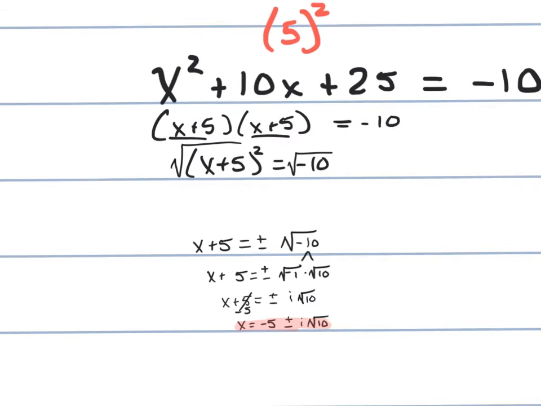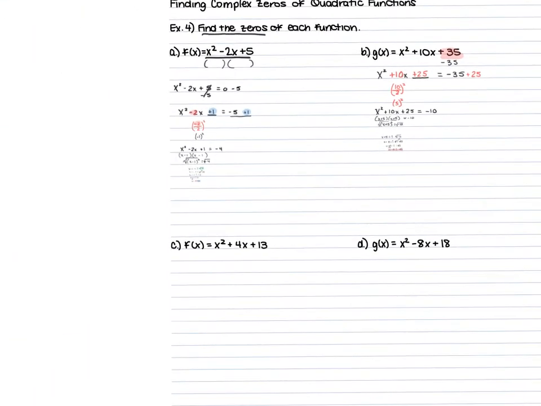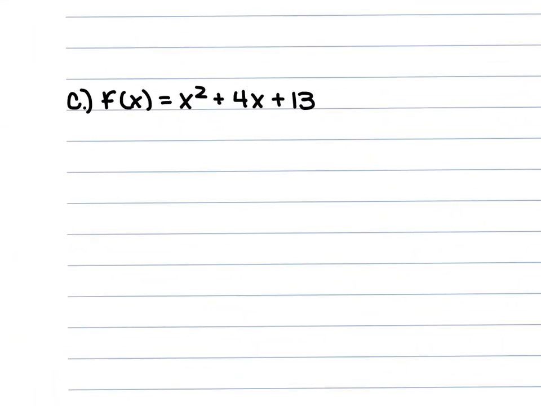It's not going to factor. So I'm going to complete the square, and then I'm going to end up in this scenario every single time. But the key to remember there is move that constant, the one that doesn't have x, over all by itself, and then we're going to take half of the middle term, and then square it.